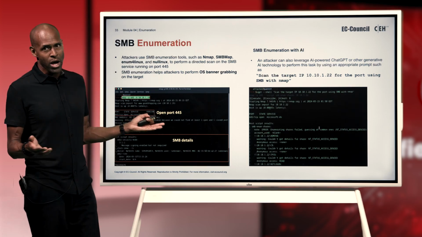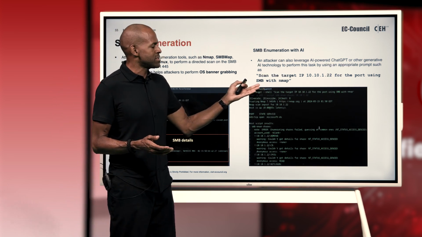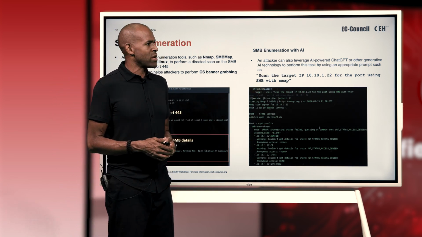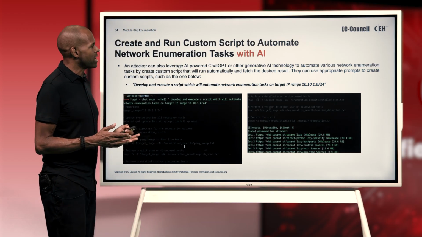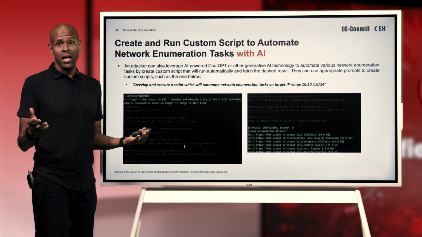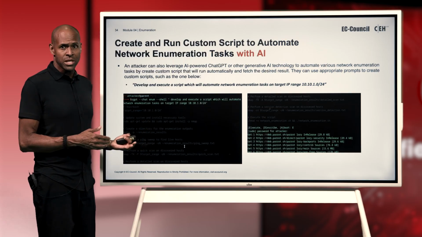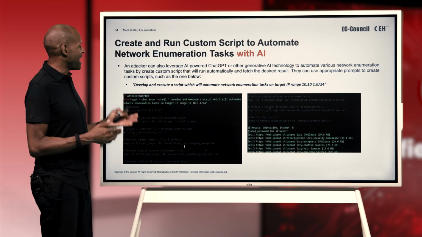And then, of course, if you want, you can always do it with AI. And you can tell it to use Nmap. In this case, we scan with Nmap. There are more automations that we can do with AI. And one of my favorite things to do with AI of all time is to use it to help me create scripts and to code. And that's what we're doing here.